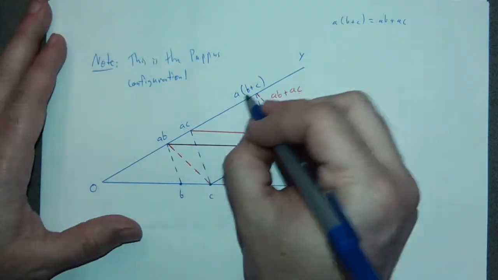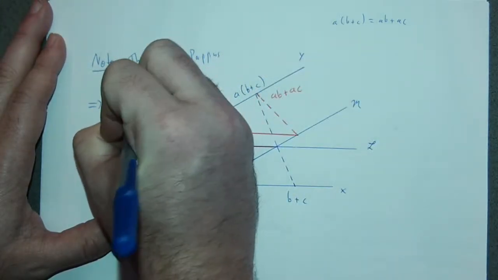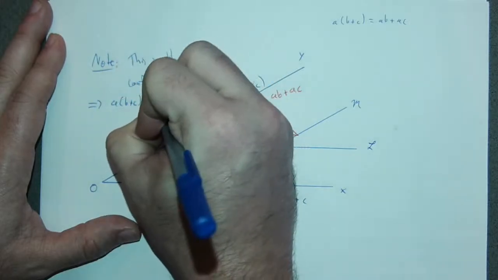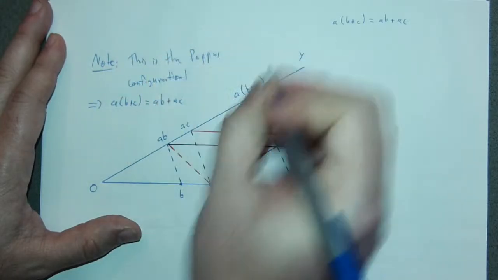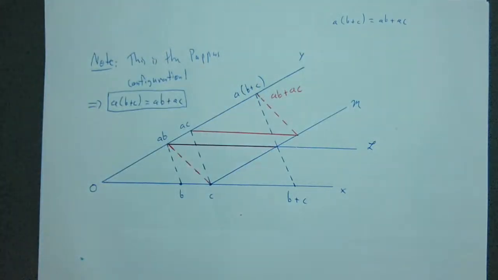And so these 2 points have to match up. So A times (B plus C) is equal to AB plus AC. Okay. So there it is.